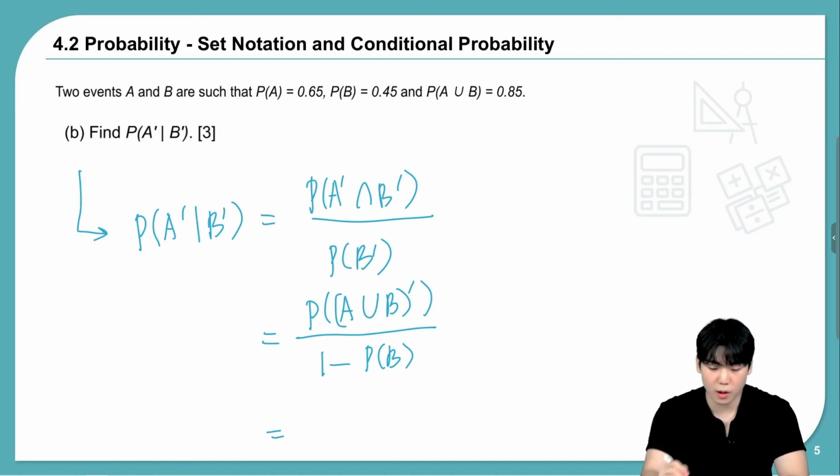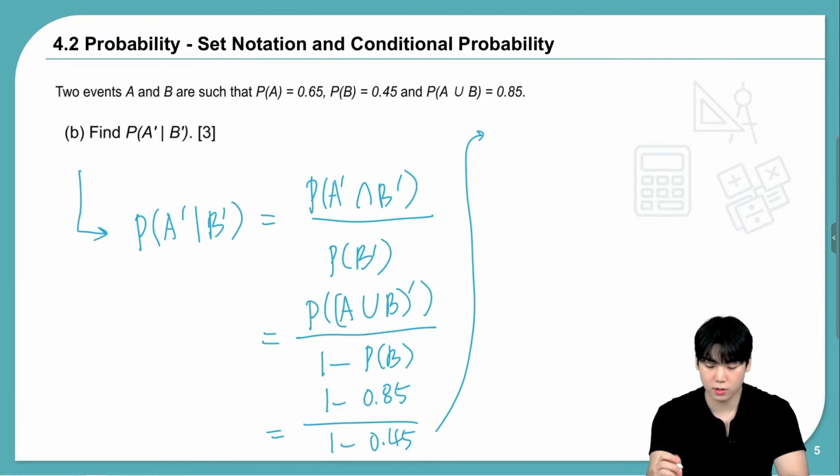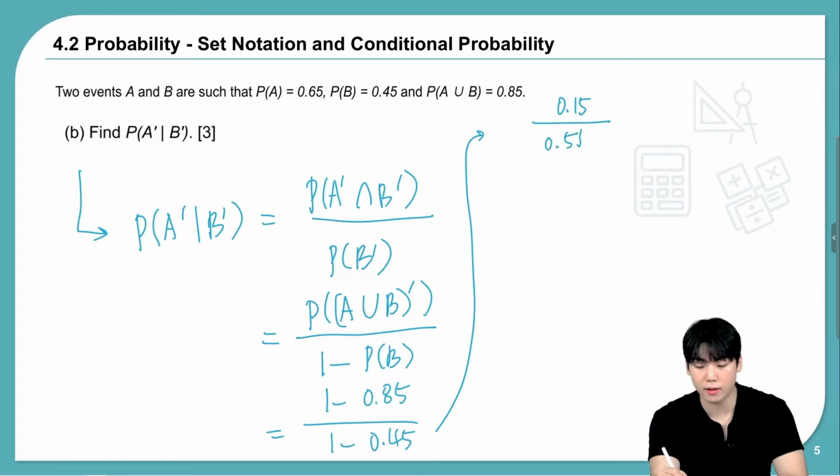And what was the probability of the union? It was 0.85, so that is 1 minus the 0.85 over 1 minus 0.45. And that being said, if I were to just continue this here, I have 0.15 over 0.55. If I were to cancel out, I have 3 over 11. So my final answer is 3 over 11. Okay? And let's move on to the next question.